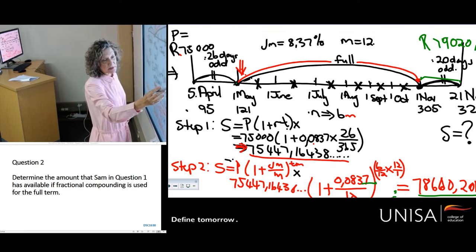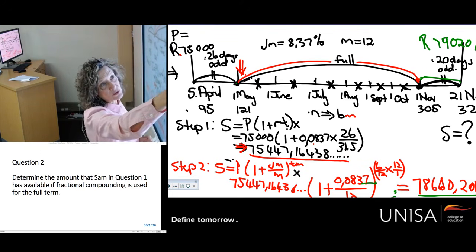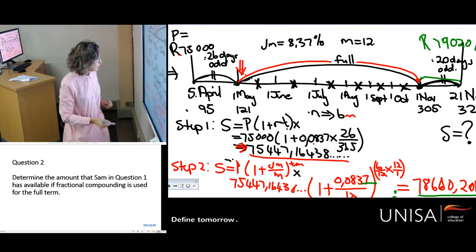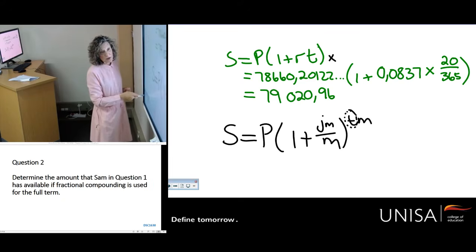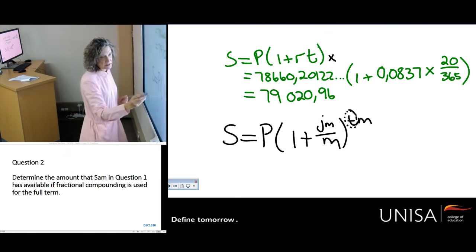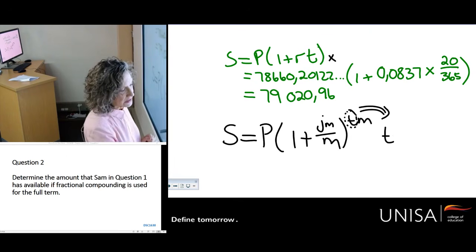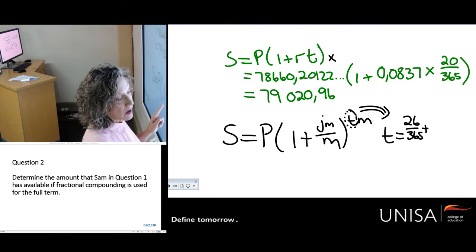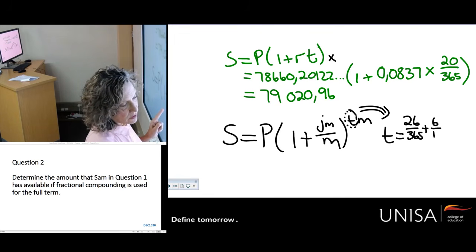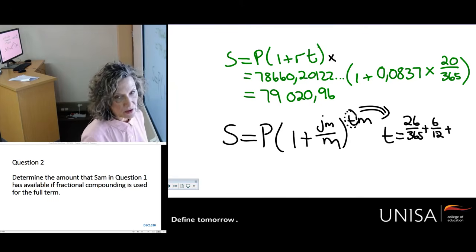The 6 months becomes 6 over 12, and the odd periods, again, the last 20 days becomes 20 over 365. 20 over 365, that's correct, yes. So if we look at that, our T here, which is very important then, our T is the 26 over the 365 plus our full period, 6 over 12, plus, can you see I'm using 12 here? Why? Because it's compounded monthly.